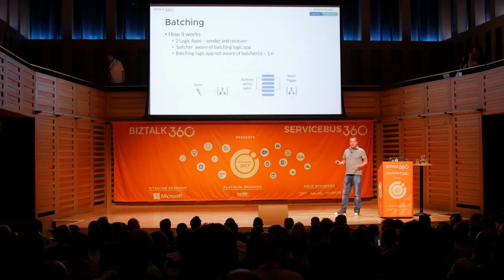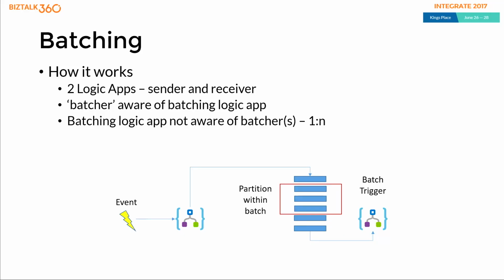The way this works is that you have two Logic Apps. You have a sender and you have a receiver. You start off building the receiver first, because you have to create the batch and name the batch, and once you do that, you can then create senders. You can have more than one sender, because the receiver doesn't know about the sender, it's only the sender that knows about the receiver.